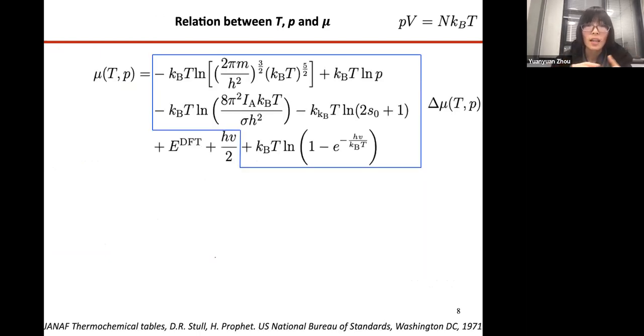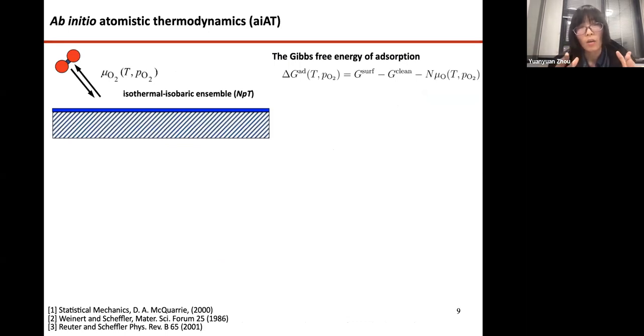I will just start this because for these equations, I just emphasize two points. First, we use this equation to connect the temperature, pressure, and the chemical potential. So this is how we change our chemical potential into pressure and temperature. Another point is that once you understand how we treat the ideal gas using ab initio atomic thermodynamics, you are halfway to understanding how ab initio atomic thermodynamics treats the solid system.